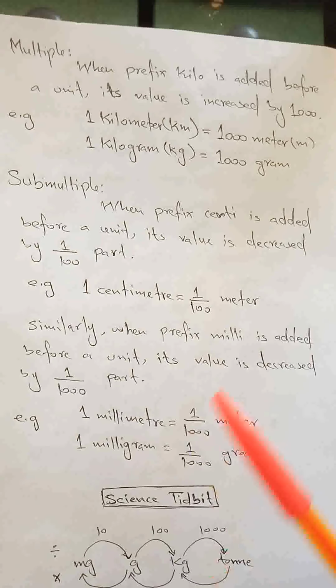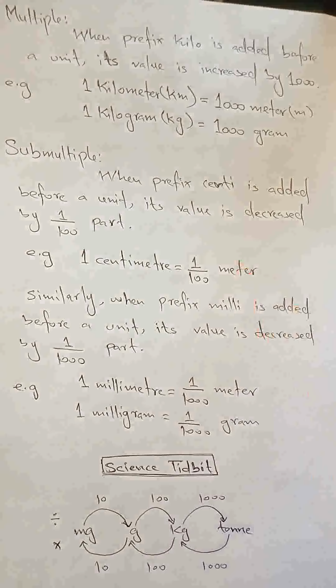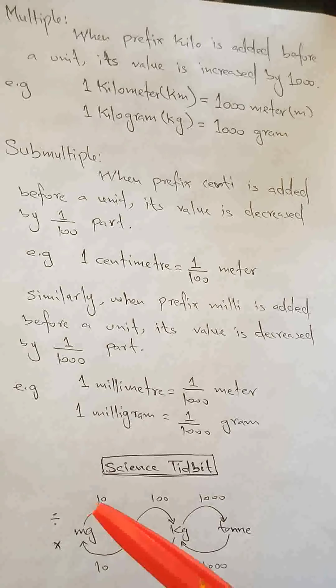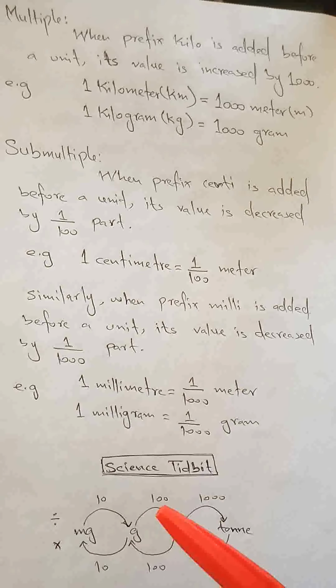Science tidbit that is given in your textbook. In order to convert milligram into gram, gram into kilogram, and kilogram into ton, or conversely ton into kilogram, kilogram into gram, and gram into milligram. For example, if we want to convert milligram into gram, then we have to divide by 10. Similarly, if we convert gram into kilogram, then we have to divide it by 100. And if we convert kilogram into ton, then we should divide it by 1000.